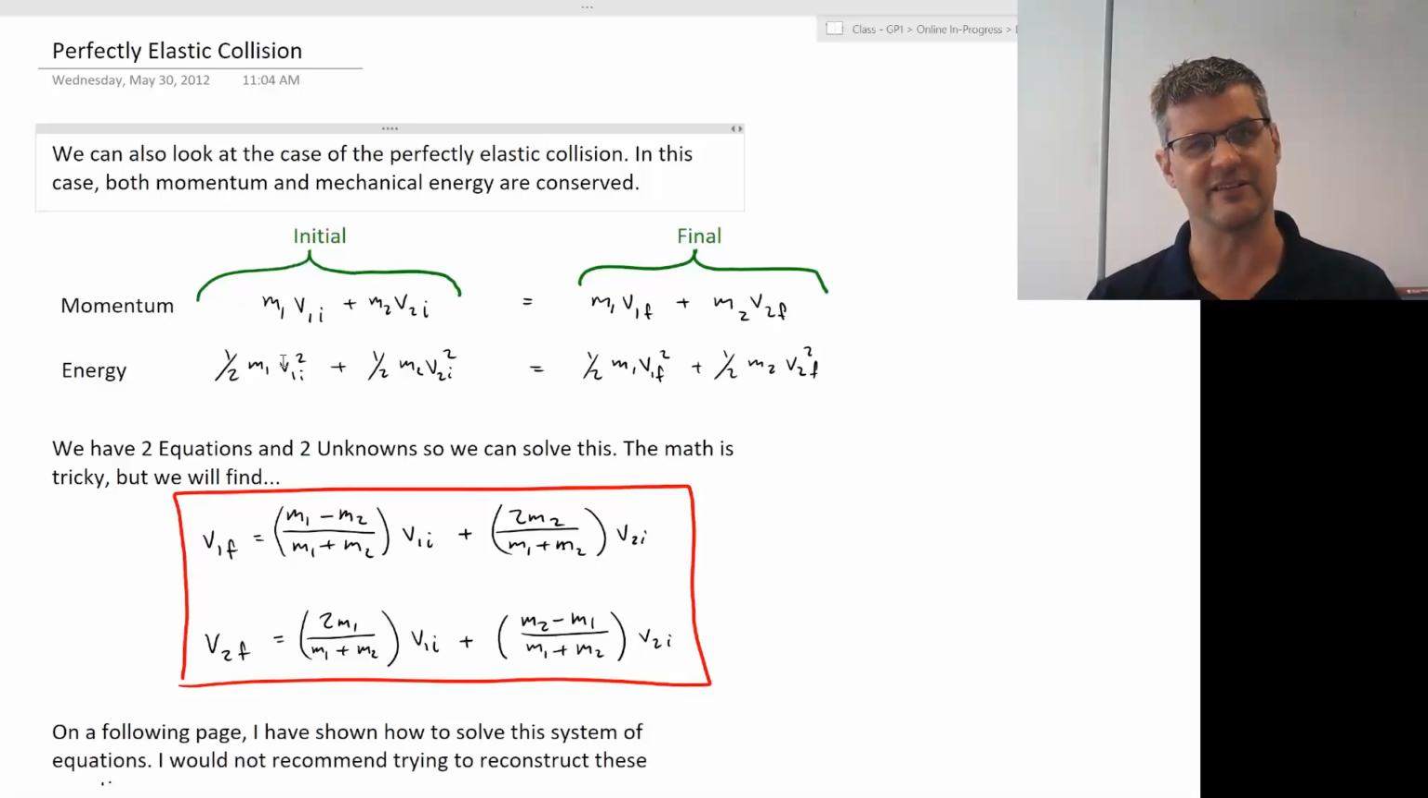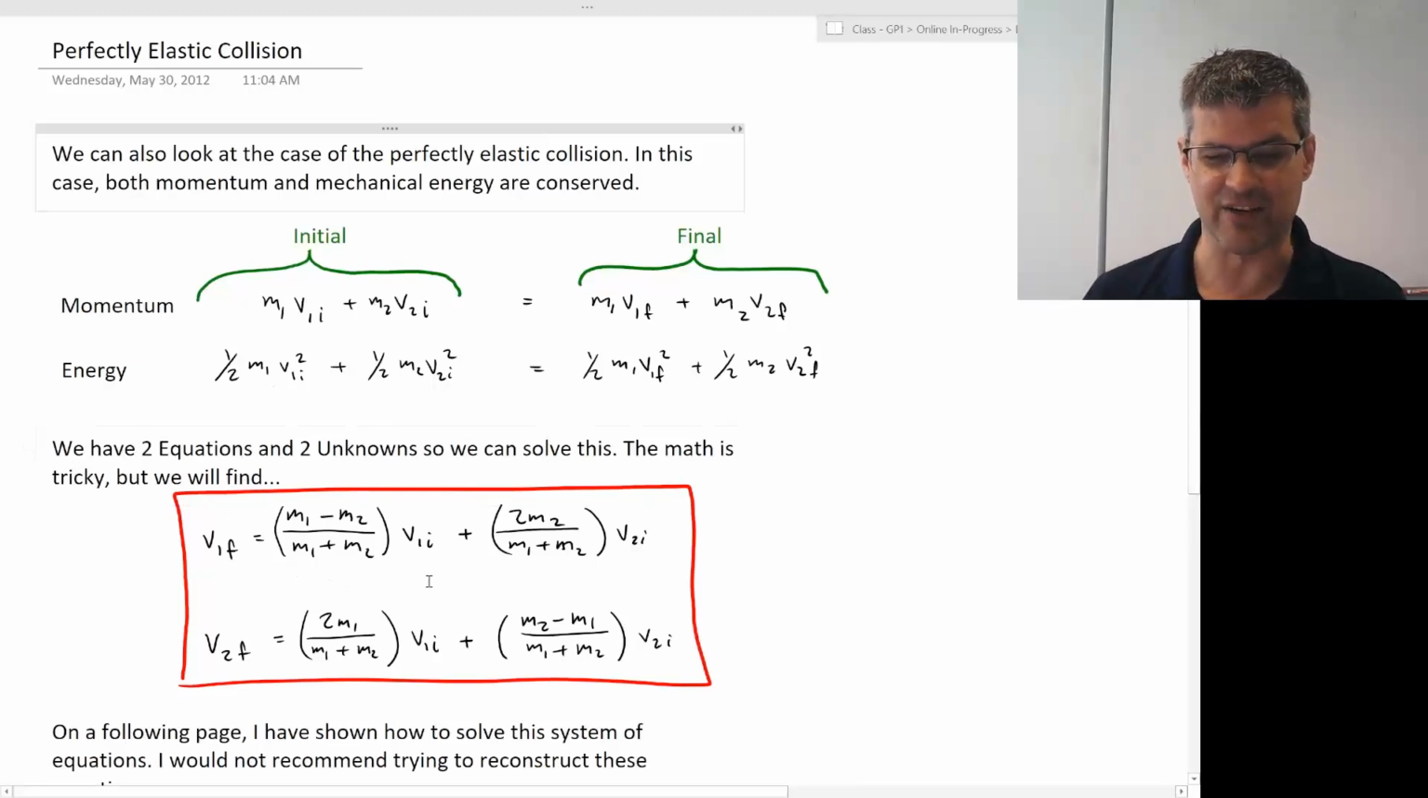So looking at this scenario, maybe we want to find out what the final velocities are. That's two unknowns, v1 final and v2 final. But because we have two linearly independent relationships, we should be able to solve this system of equations for v1 final and v2 final in terms of the initial velocities. And the answers are found here.